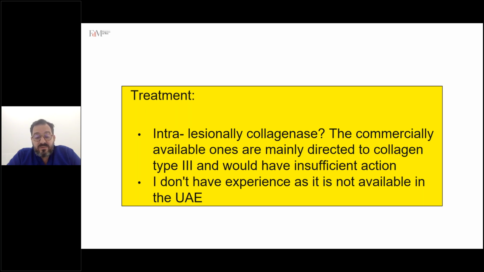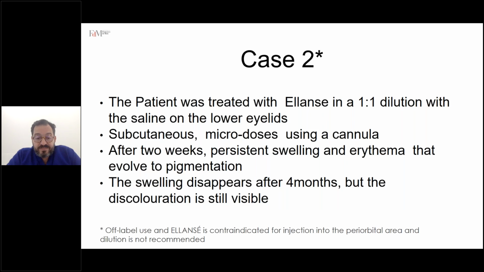This is a question I have commonly is about the collagenase, and I don't have experience. I don't have availability in the UAE, but what I know is collagenase is mainly directed to collagen type 3, and it does not have a good action on collagen type 1, which is the main collagen that Ellanse will produce in the long term. So the effect of it will be really, really small, theoretically. Can I have the other one, please?